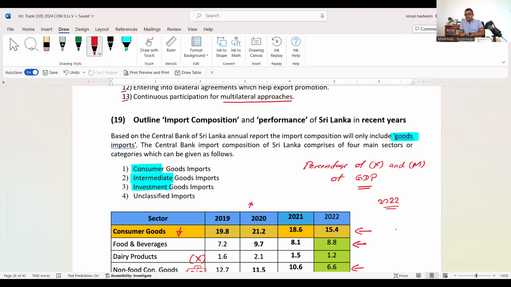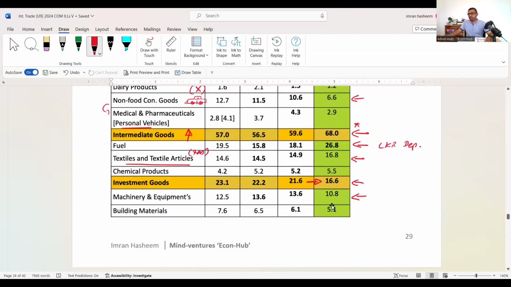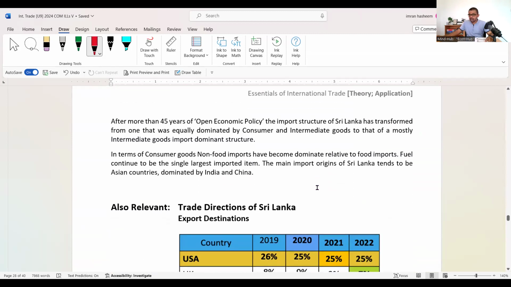It is there in the central bank annual report. It's a matter of looking for it. Give it a bit of an effort and let me know. Okay. So I've given a bit of an idea of what I explained there.